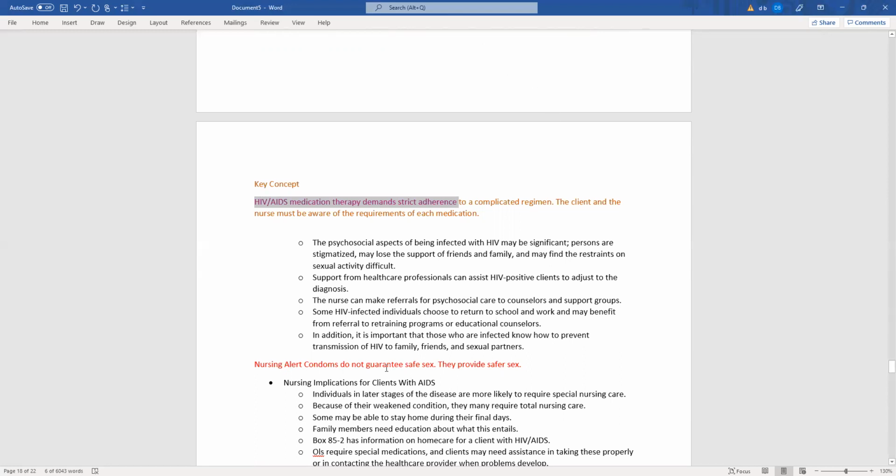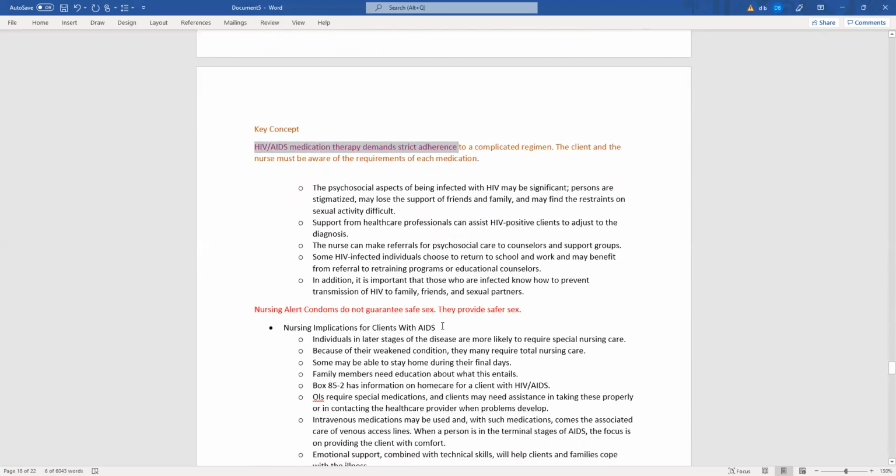So, nursing alert: condoms do not guarantee safe sex. They provide safer sex. So, it doesn't matter if you use a condom with somebody that has HIV/AIDS, you can still get it. It just provides safer sex. That's all it does. What if the condom breaks and that person had a tear or bleeding on the inside? You put yourself at risk for getting HIV/AIDS.